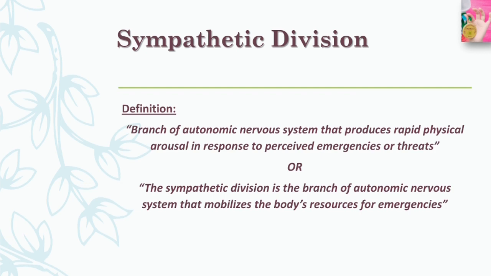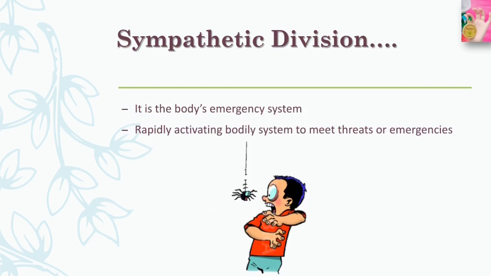The first definition is: the branch of the autonomic nervous system that produces a rapid physical arousal in response to perceived emergencies or threats. And the other definition is: the sympathetic division is the branch of the autonomic nervous system that mobilizes the body's resources for emergencies. Now, the sympathetic nervous system is the body's emergency system, rapidly activating the body to meet threats or emergency situations.